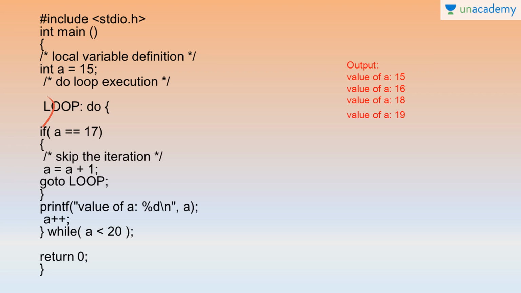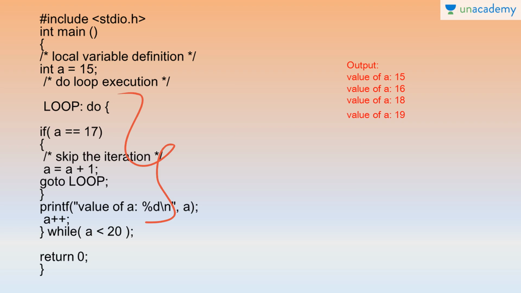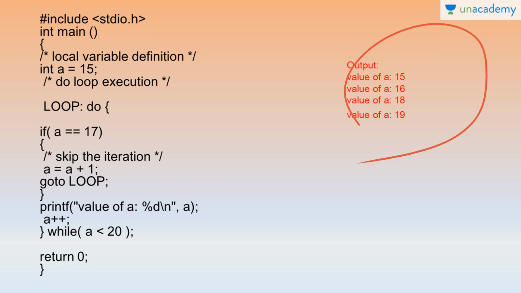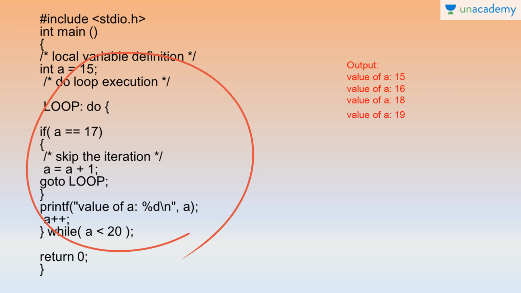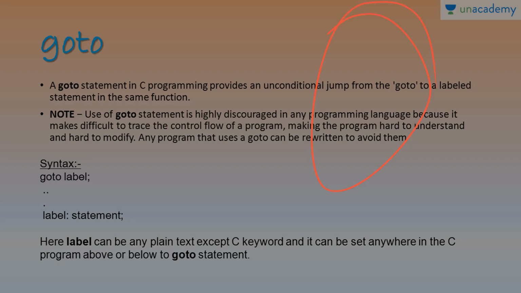So check if a is equal to 17. No, it is 18, right? So just print the value of a as 18, increment it to 19, and again print the value of a as 19, increment. So we have to check the condition every time. Remember, in do while, after execution of the do part, we will always be checking the while condition. Till now, a was always less than 20. But now after increment, it is 20, but 20 is not less than 20. So come out of the loop, and this is our output for the do while example. So this is our goto statement.